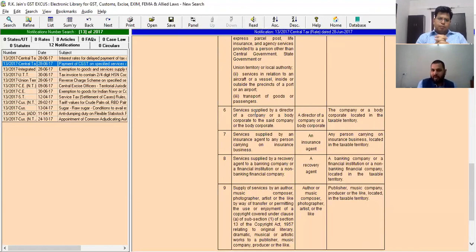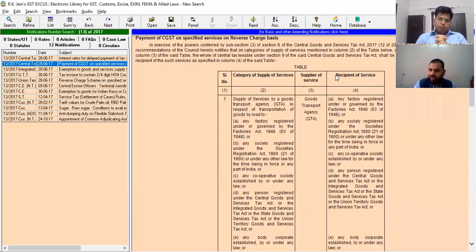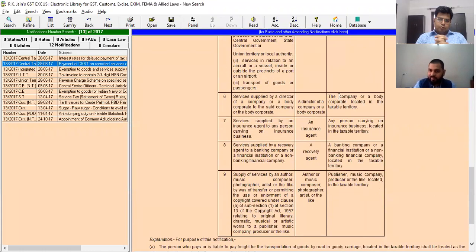So for the services supplied by a director of a company or a body corporate to the said company or the body corporate. So wherever the services are being provided by a director of a company or a body corporate to such body corporate or company, then the supplier of the services will be the director. But who will be liable to pay tax on this, on reverse charge, is the recipient of service, that is the company or the body corporate located in taxable territory.